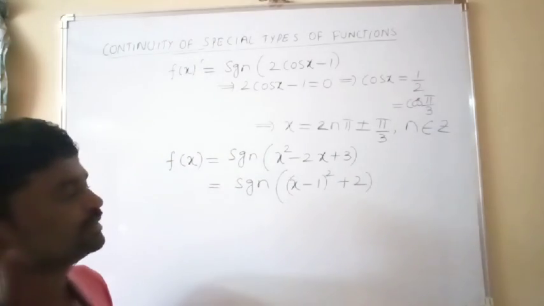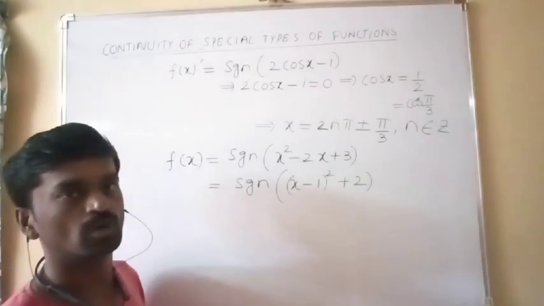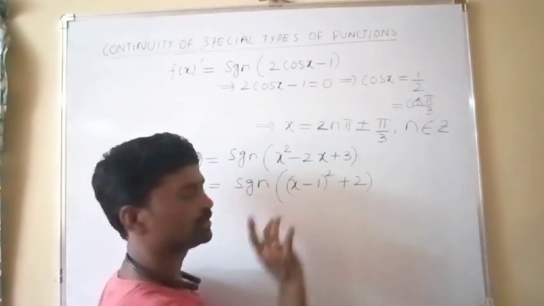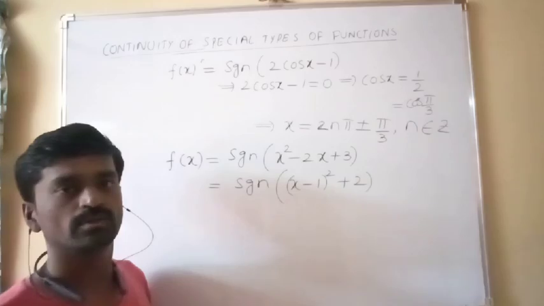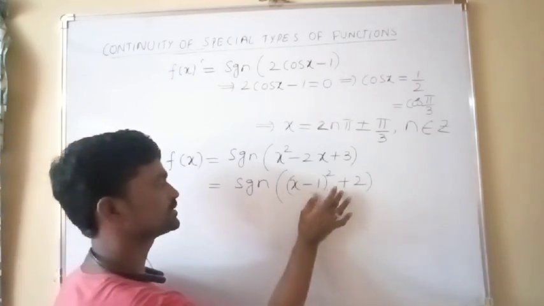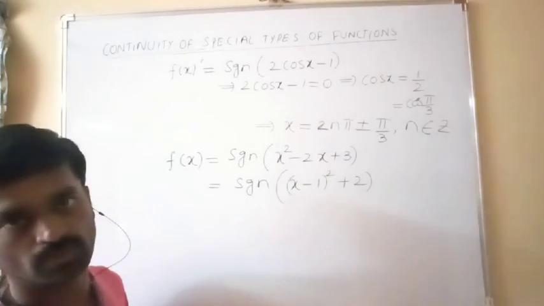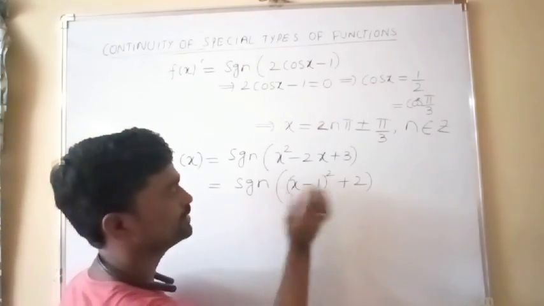Correct, Olivia? Okay, that means (x minus 1) whole square is what? Some non-negative number plus 2. So 2 plus some non-negative number is always what? Positive. So for all real numbers x, this is some positive quantity. That means this quantity cannot be 0.